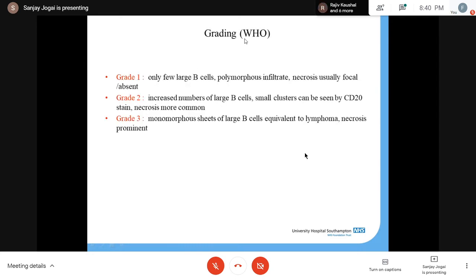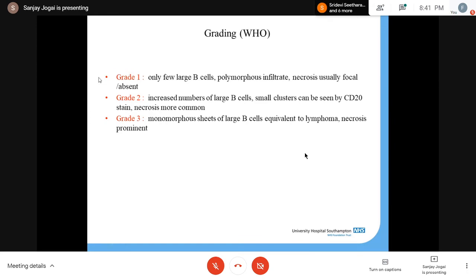Now, the WHO recommends grading of LYG. So if it's grade 3, where you see sheets of large B cells, basically that means it's diffuse large B-cell lymphoma. So as far as treatment is concerned, the oncologist will treat those cases as diffuse large B-cell lymphoma. So when you do a report of those cases, you will say lymphomatoid granulomatosis pattern consistent with diffuse large B-cell lymphoma.